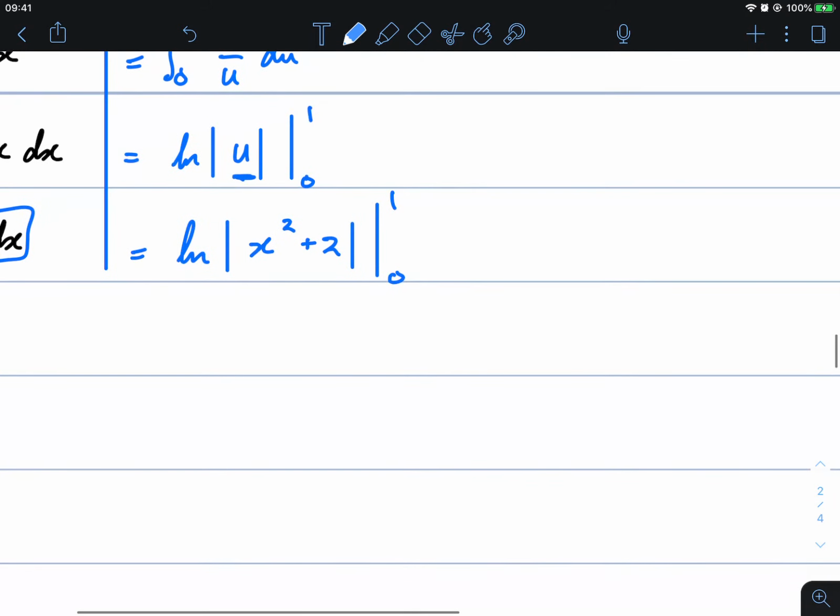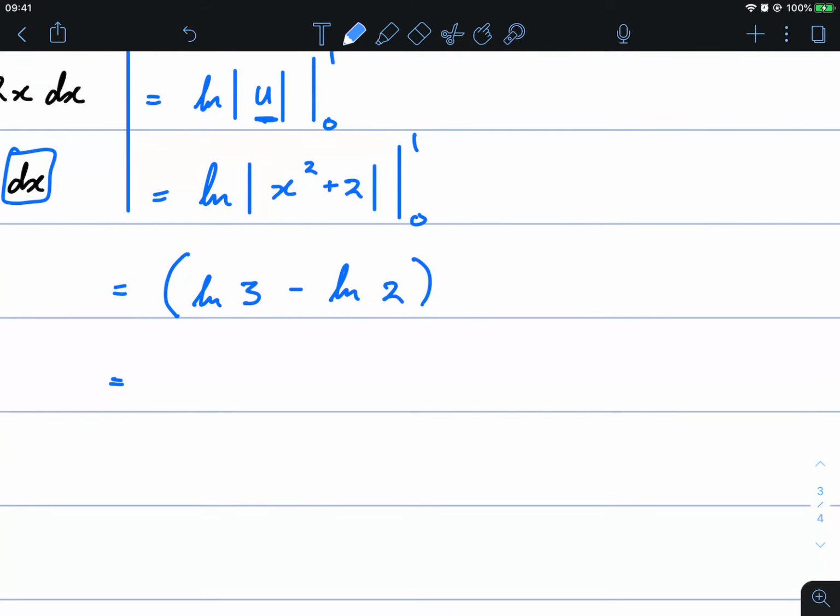Substituting all these values in, substituting 1 first. So this will be ln of 1 squared plus 2 is 3, minus ln of 0 squared plus 2, which is just 2. And that's what we have here. In actual fact, we can do some log laws. Subtracting by the same base of logs, this becomes ln of 3 over 2. And this is our exact form.